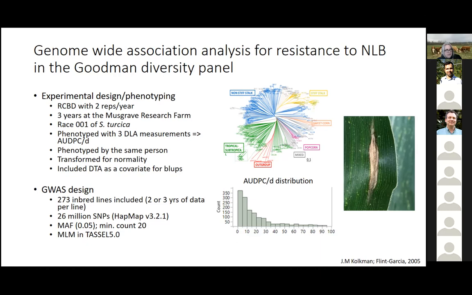I used 23 million SNPs from HapMap version 3.2.1, with a minor allele frequency of 0.05 and a minimal count of 20, and I used mixed linear models in Tassel. And you can see that I've got a large distribution. I have everything from fairly resistant to fairly susceptible lines.